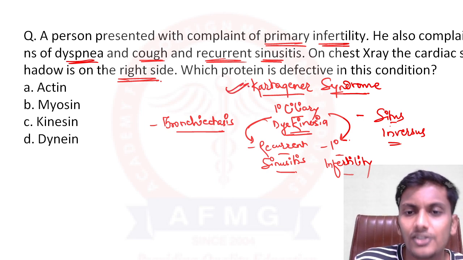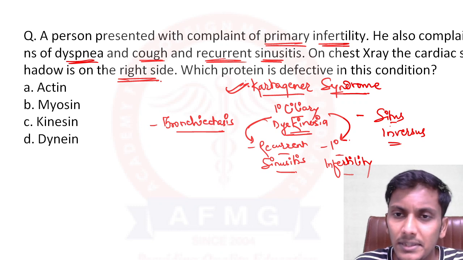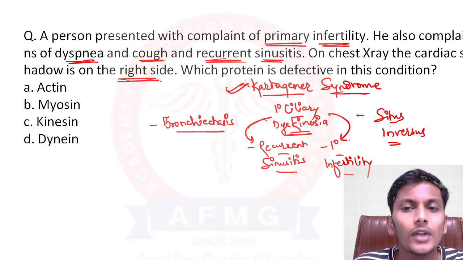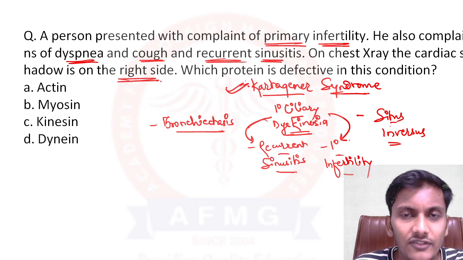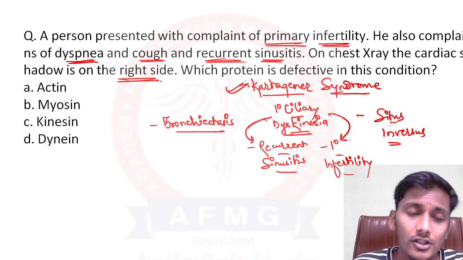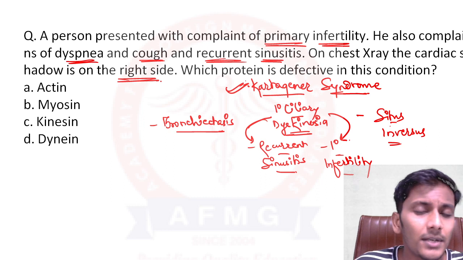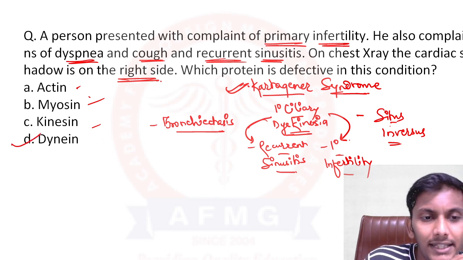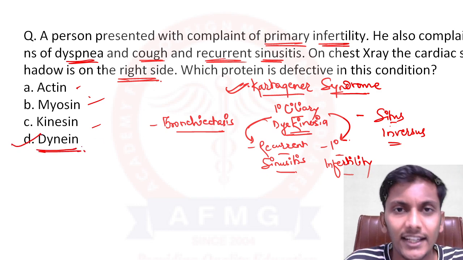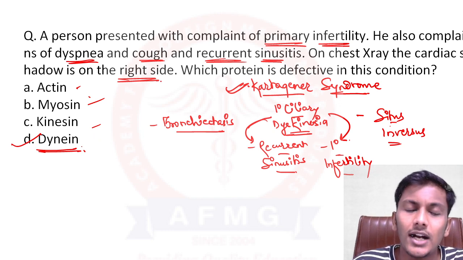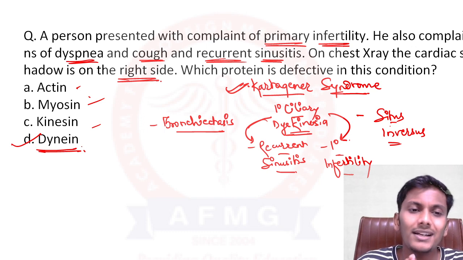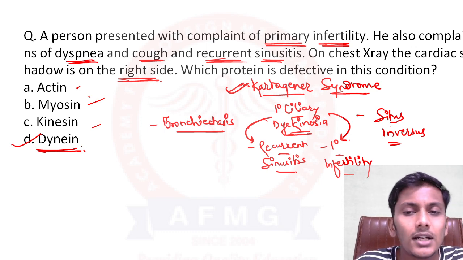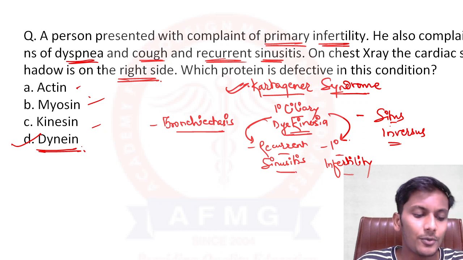Please remember, Kartagener syndrome is very important, a twice or thrice repeated question in your FMG examination. Which is the protein which is defective in this condition? This question can also come from applied physiology. Actin? No. Myosin? No. Kinesin? No. Please remember option D, dynein is the protein which undergoes mutation in cases of Kartagener syndrome. Dynein is the protein which gives motility. That is very important, guys.